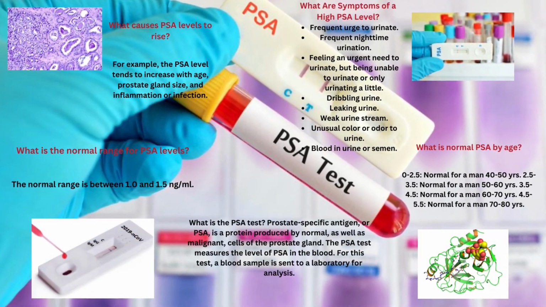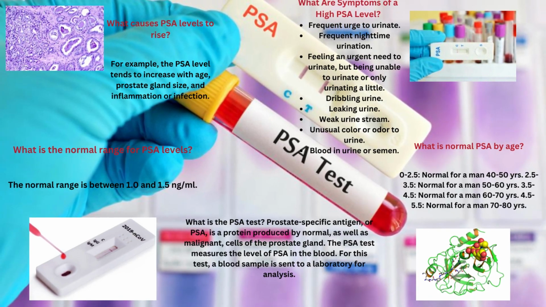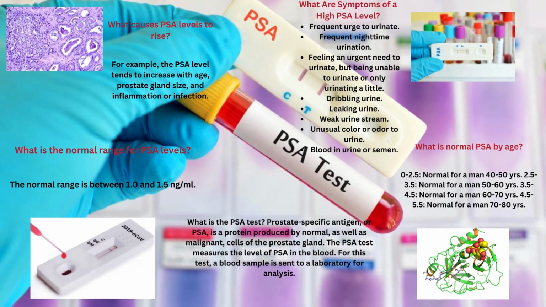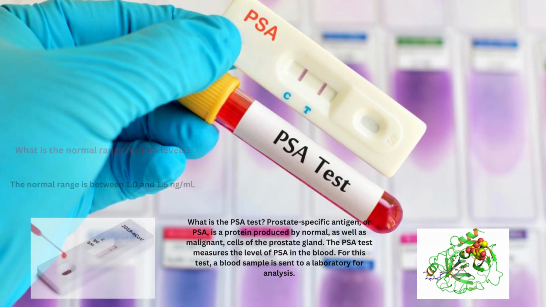Prostate specific antigen test. Prostate specific antigen is a protein produced by normal as well as malignant cells of the prostate gland. The prostate specific antigen test measures the level of prostate specific antigen in the blood. What causes prostate specific antigen levels to rise? For example, the prostate specific antigen level tends to increase with age, prostate gland size, and inflammation or infection. What is the normal range for prostate specific antigen levels? The normal range is between 1.0 and 1.9 nanograms per milliliter.